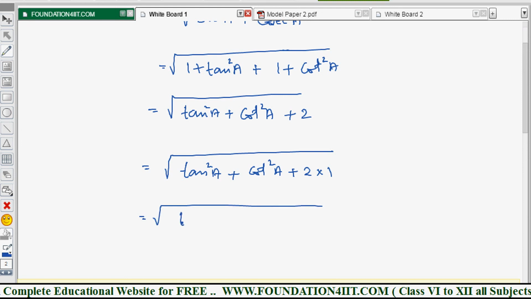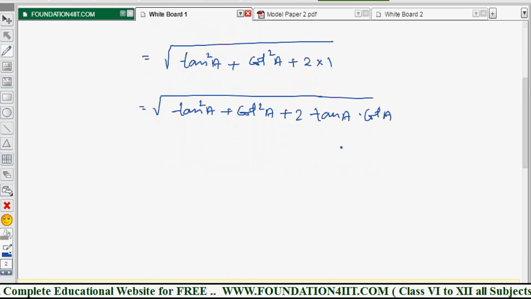Therefore that's why we can write as tan square A plus cot square A plus 2 into, in the place of 1, tan A into cot A. Okay, tan A into cot A is 1. Now this is a square plus b square plus 2ab formula, right? So in the place of a is tan, in the place of b is cot. So this is tan A plus cot A whole square formula.